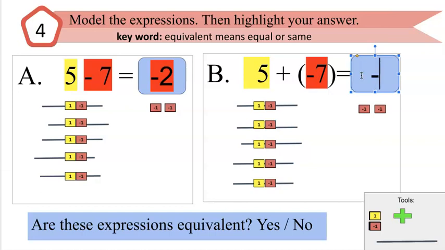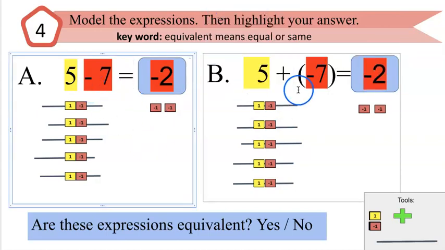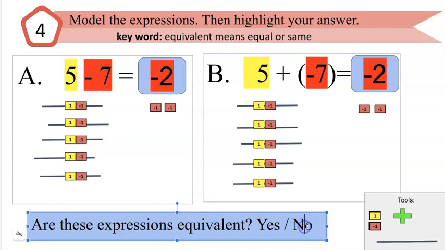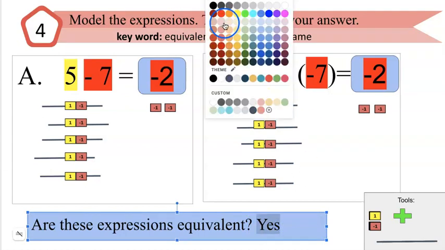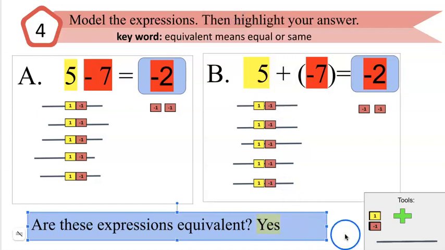So now that I have an answer in each one, don't forget to highlight your answer, I can answer this question. So let me highlight this first. Okay, so A is negative 2, B is negative 2. Are these expressions equivalent? I'm going to get rid of no, and I'm going to highlight yes in yellow so it's really easy to see. So yes, these are equivalent. They are the same. They are equal. Negative 2 equals negative 2.